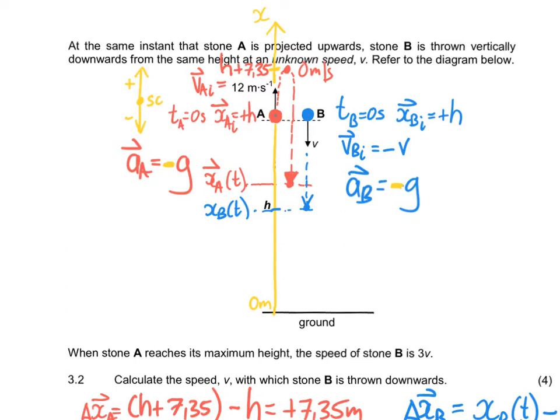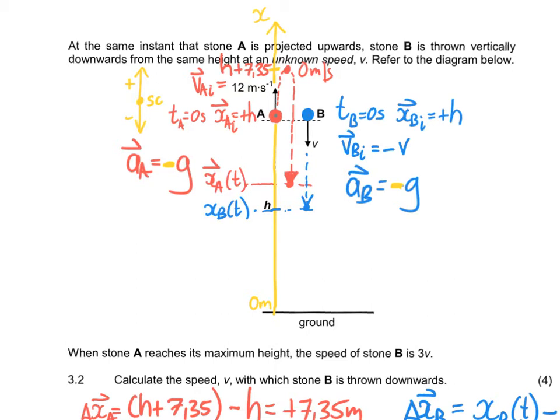Eventually you're going to be given a problem where the two objects are not traveling for the same amount of time, where one of the objects will be projected a little later than the first object, which makes the mathematics a bit more complicated. But for the time being both objects are projected simultaneously, one up and one down.